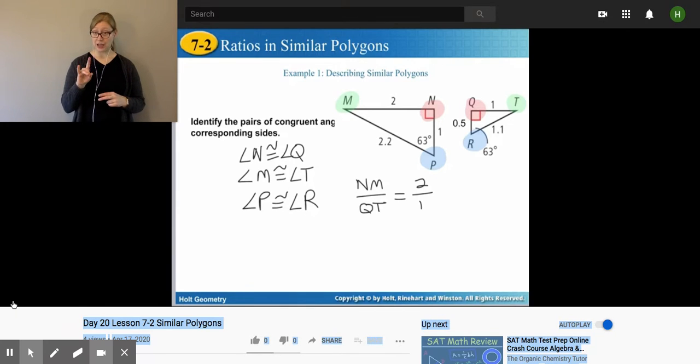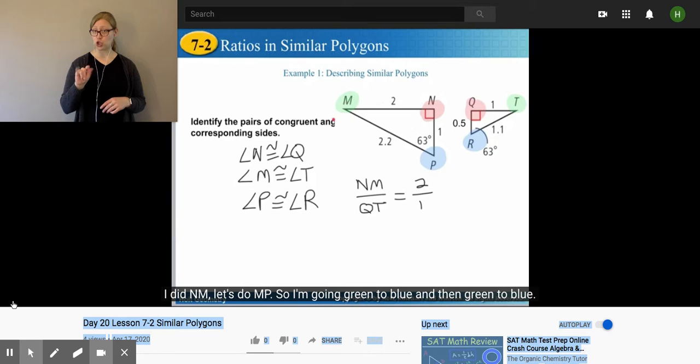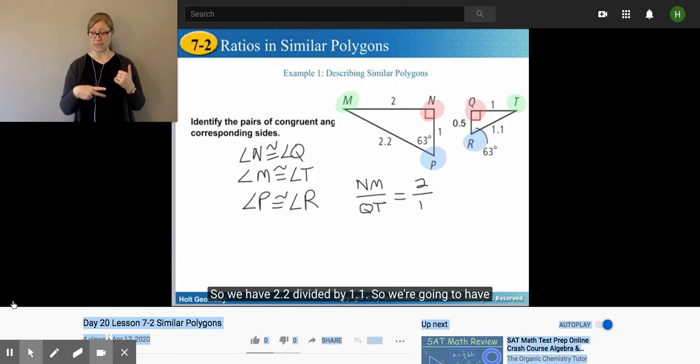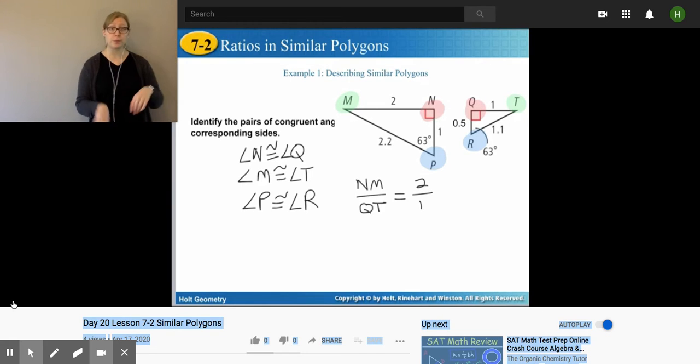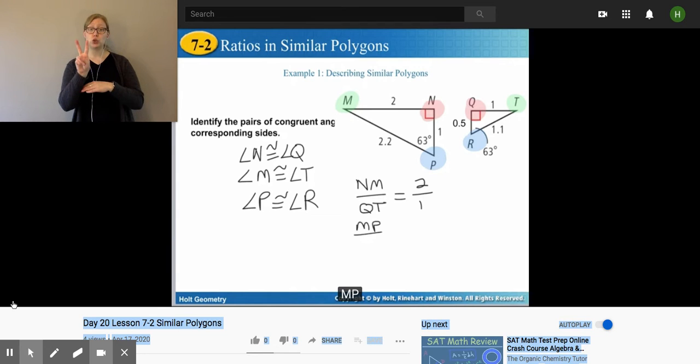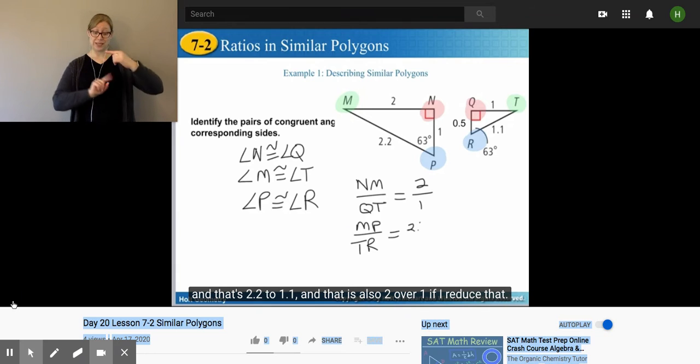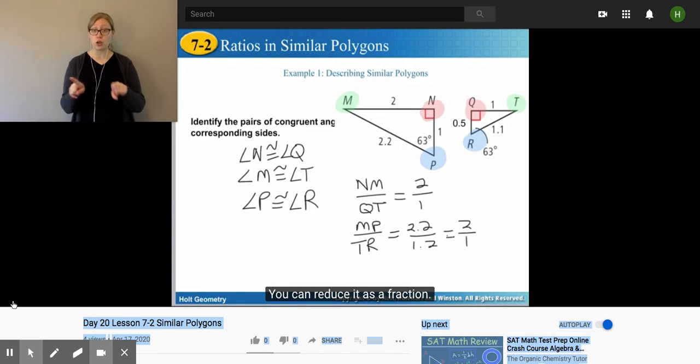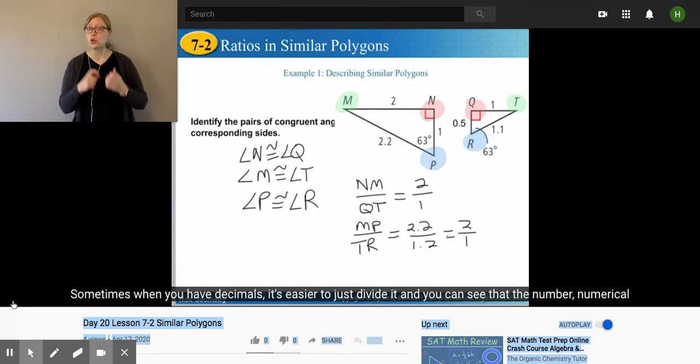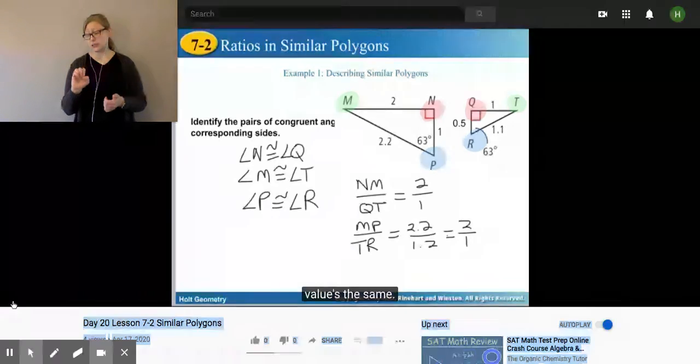So I did NM, let's do MP. So I'm going green to blue and then green to blue. So we have MP to TR, and that's 2.2 divided by 1.1, and that is also 2 over 1 if I reduce that. You can reduce it as a fraction. You can also outright divide it. Sometimes when you have decimals, it's easier to just divide it and see that the numerical value is the same.